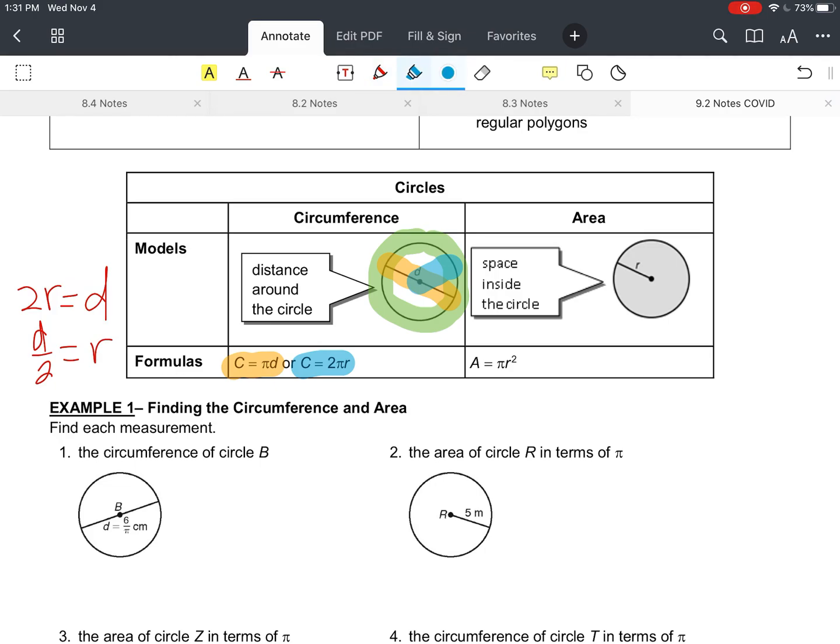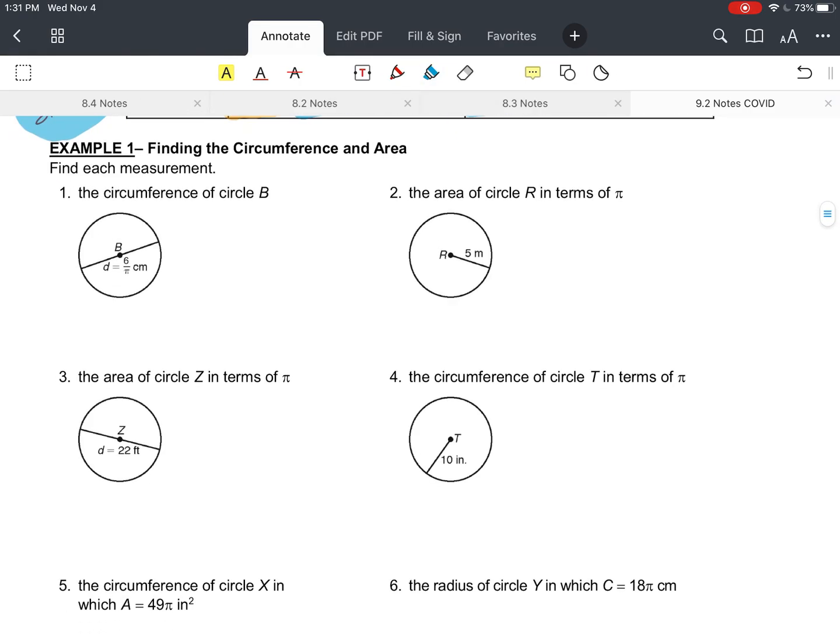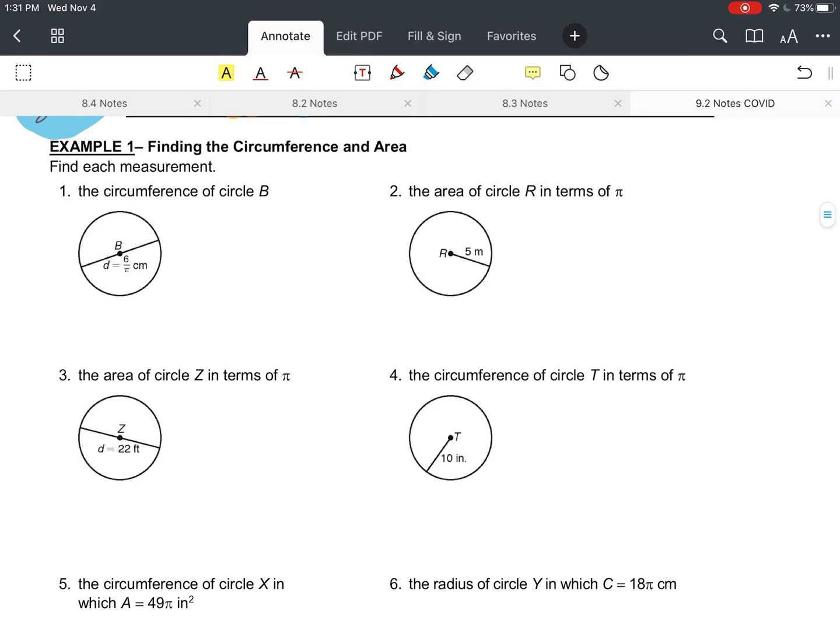For area, there's only a formula for radius. So the area represents the shaded region, the whole space inside the circle, and you need to know the radius. Meaning, if you're given the diameter, you're going to have to use this formula to the left here and divide by 2 to find the radius. And the area formula for a circle is pi r squared, so pi times the radius squared. So we'll use both of these formulas today to answer the following questions.